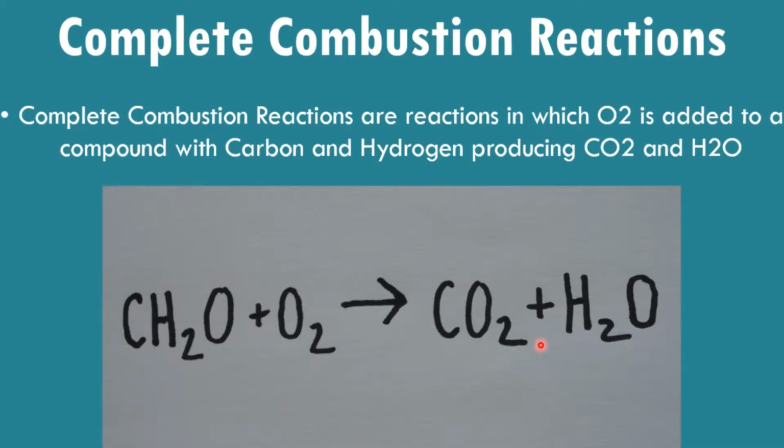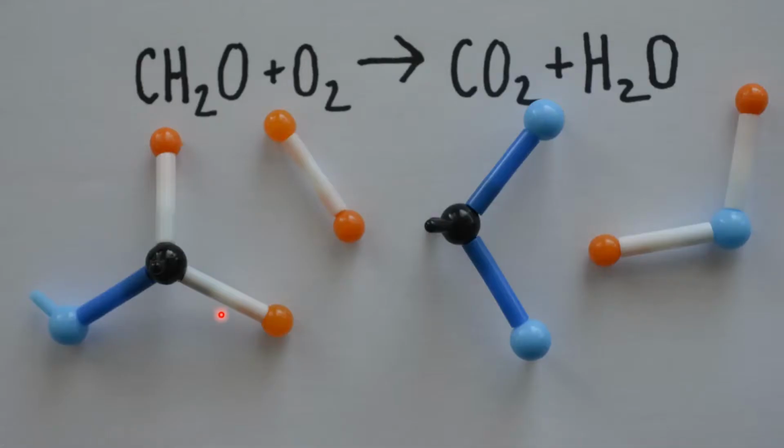But what does that really look like in real life? Well, you can see here are some of the molecules built out, and we can see here that on the left side we have this large molecule, CH2O, and the small O2 molecule, and that turns into carbon dioxide and water. And so that's what that molecule would look like on the molecular scale. That is complete combustion.